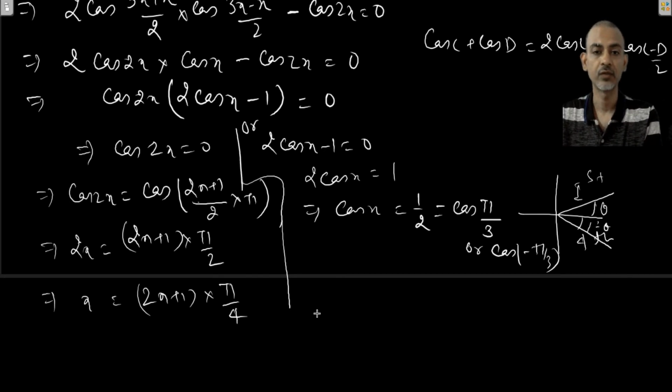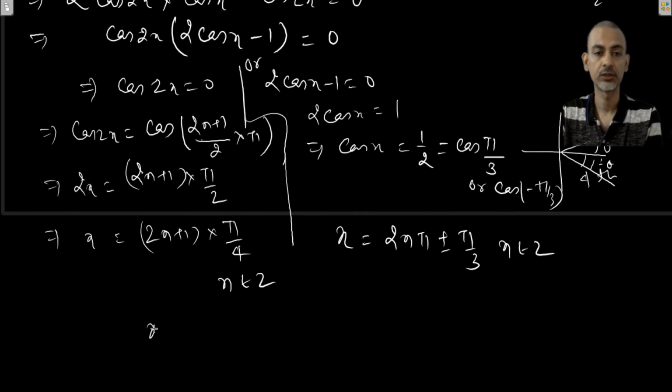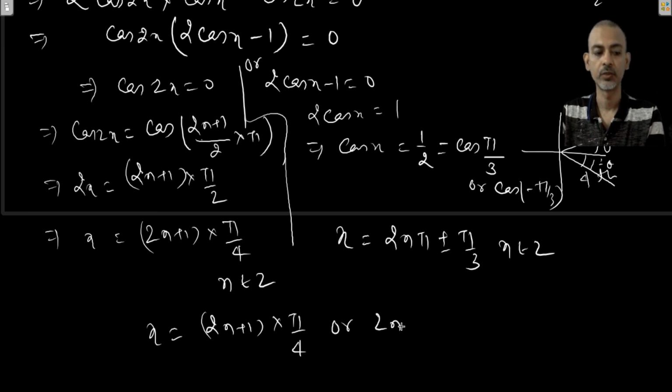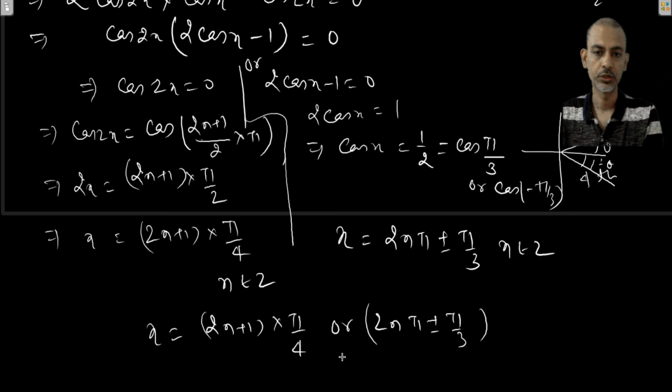In either case, it will be either theta or minus theta. That being the case, we know our general solution. We take the first one, and x becomes 2n pi plus or minus pi by 3, where n is an element of Z; here as well n is an element of Z. So what we have got finally is x equals (2n plus 1) into pi by 4, or 2n pi plus or minus pi by 3. Alright, so these are the two solutions we have got.